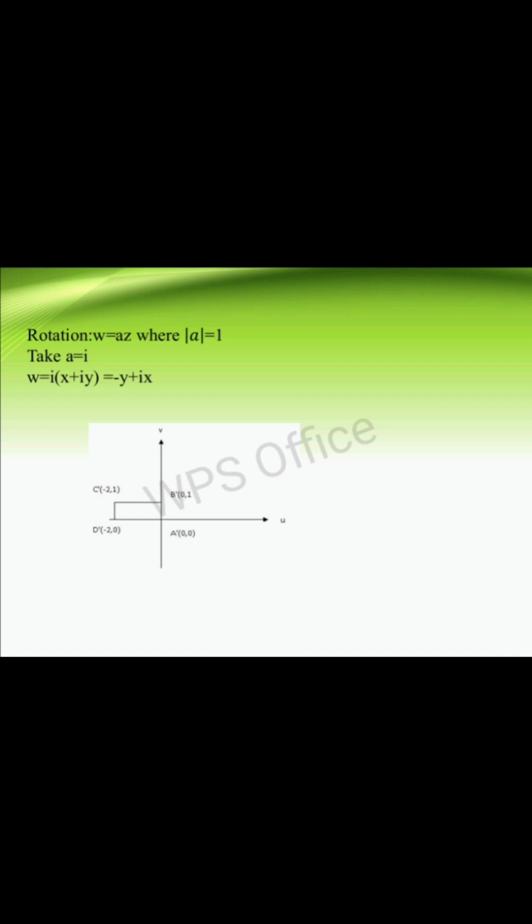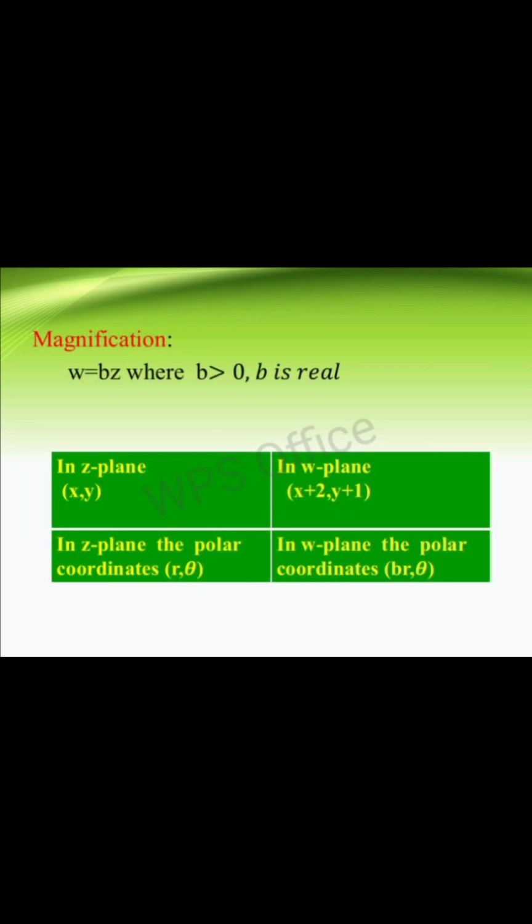Suppose we take a equal to i. The polar form is cos pi by 2 plus i sin pi by 2. What is the argument of a? Pi by 2. So under this transformation, the coordinates r comma theta in the Z plane are mapped into r comma theta plus alpha in the W plane. Images of straight lines are mapped into straight lines, and circles are mapped into circles. Next, magnification. Magnification means w equal to bz, where b is greater than 0 and b is real.